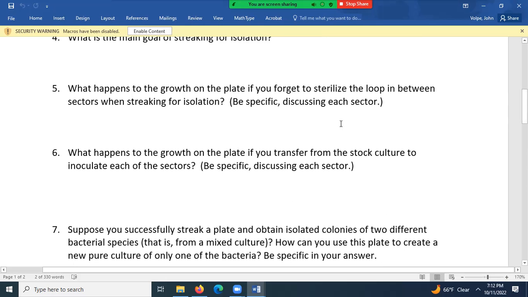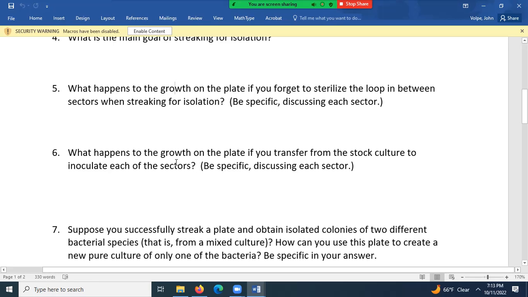Number 5, what happens to growth on the plate if you forget to sterilize the loop in between streaking the sectors for colony isolation? You need to be specific, discussing what happens with each sector, meaning discussing the growth in each sector. If you're not specific, you won't get full credit if you get any credit. And here's a hint. You should get a different answer for number 5. What happens if you forget to sterilize the loop in between sectors when streaking for colony isolation?